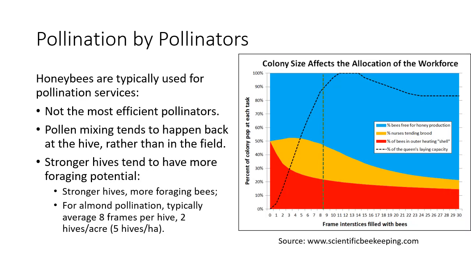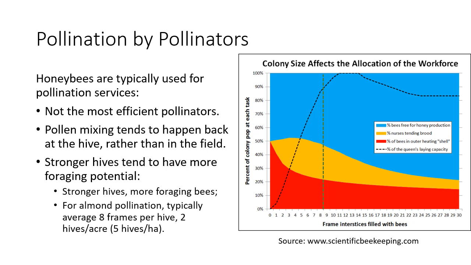Pollination is typically assisted by pollinators. Within almonds, most pollination services are done by honeybees. Honeybees are not the most efficient pollinators, but the great number of bees per hive outweigh the inefficiencies. There are roughly 10,000 to 15,000 bees per hive.